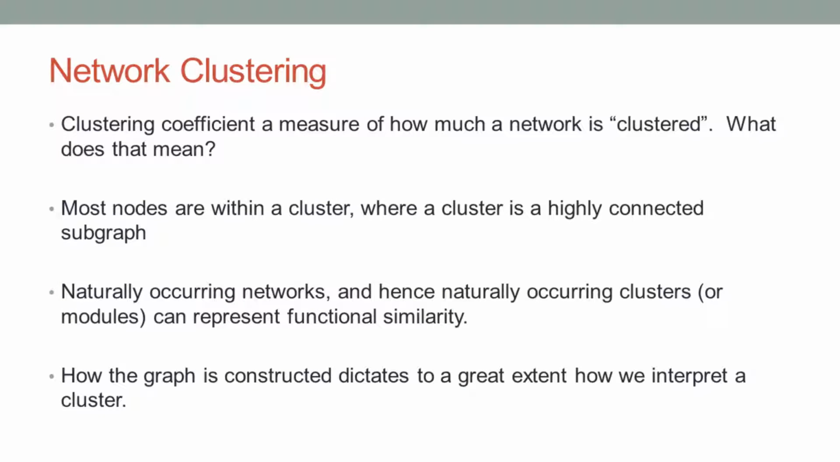So we've talked, as I said, about network clustering, and we know what the clustering coefficient is. And the clustering coefficient gives us a measure of how clustered the network is. But what does that mean exactly? It means that if you have a high clustering coefficient, each vertex is likely to be in at least one cluster. And what is a cluster?